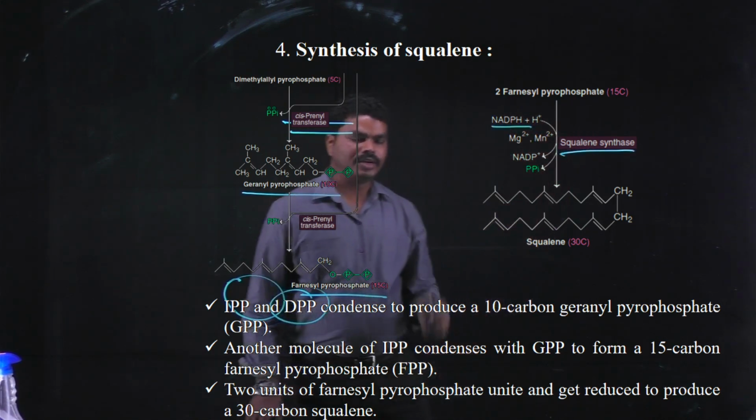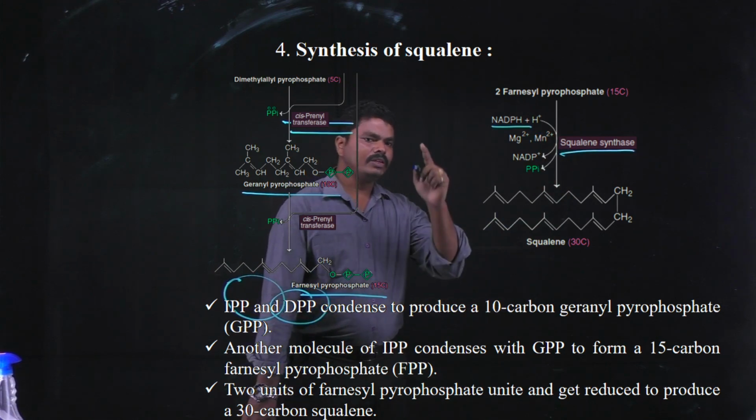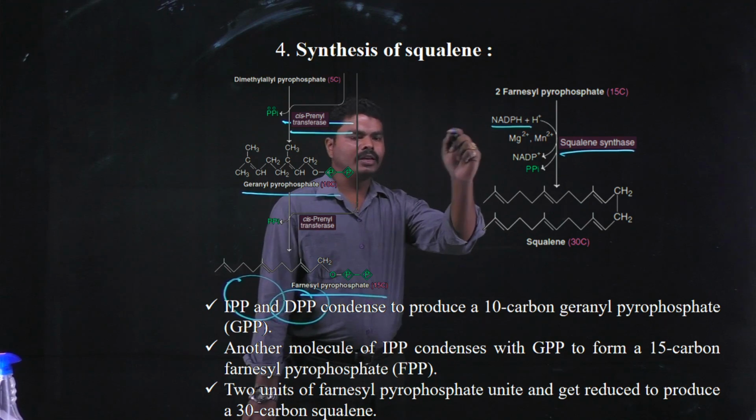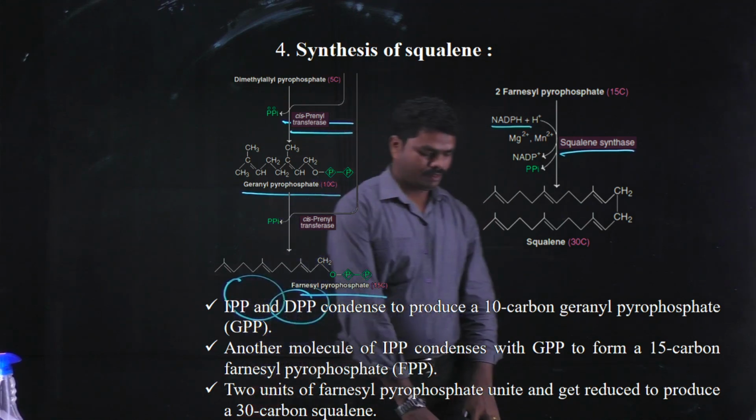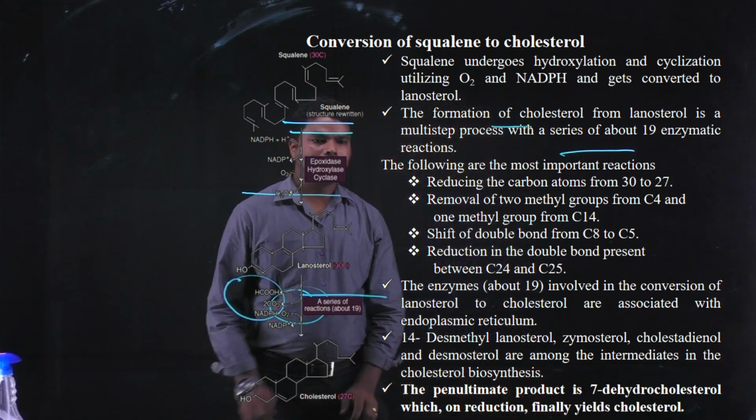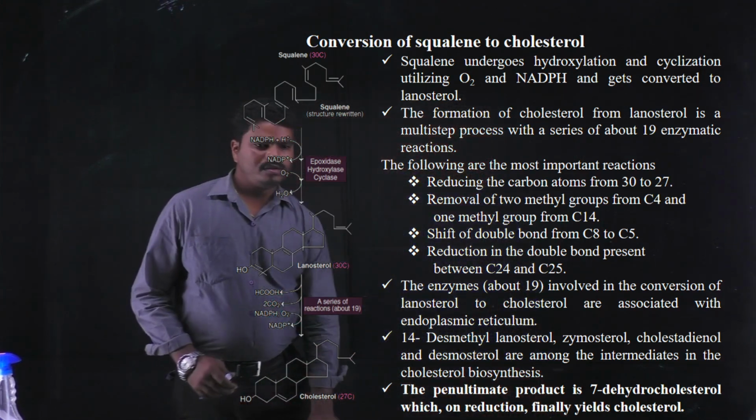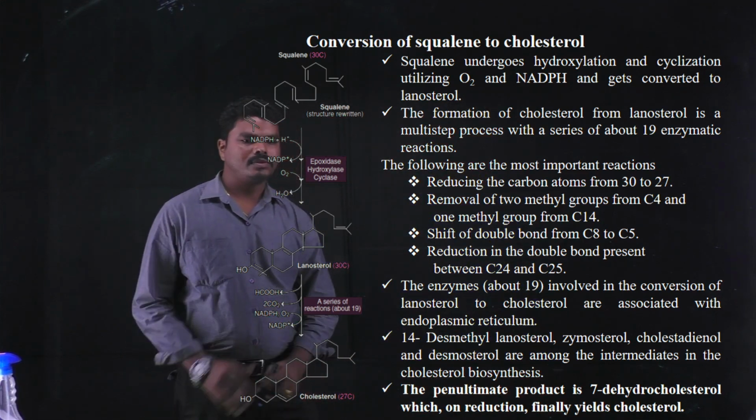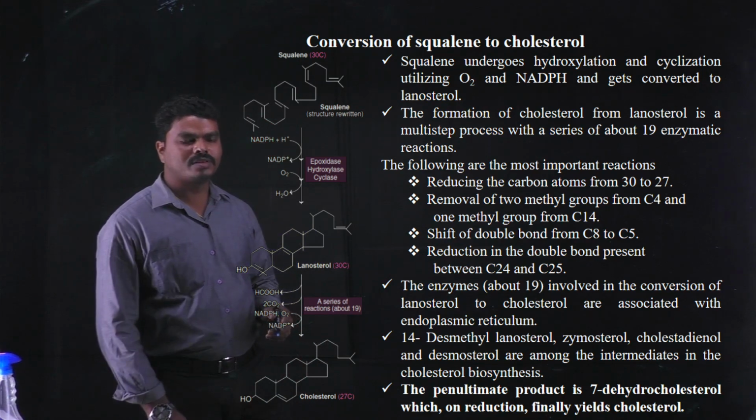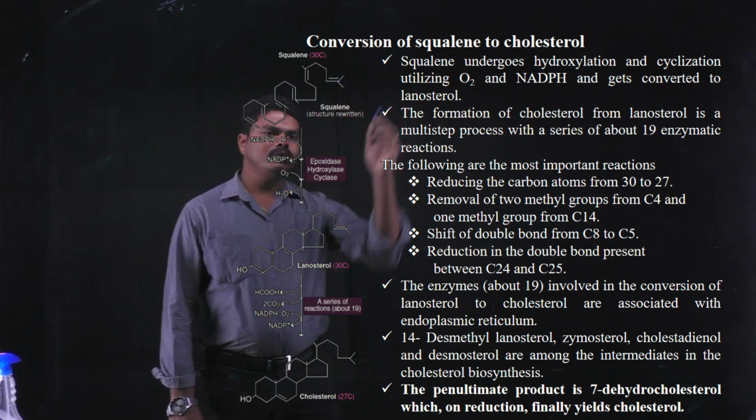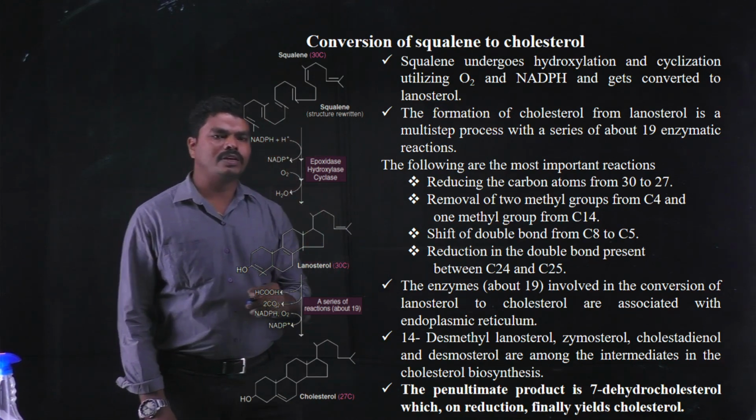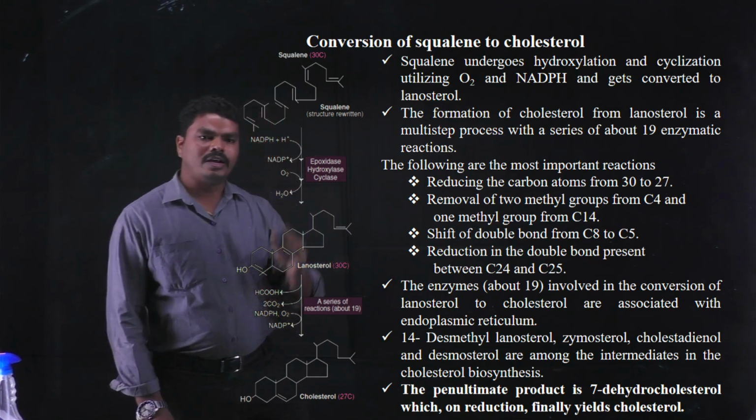So the reduction equivalents are produced from the NADPH. Wherever the reduction takes place, there the NADPH is utilized. And coming to the fifth step, the last step of cholesterol biosynthesis, which is nothing but the conversion of squalene to cholesterol. In the fourth step, we saw the production of squalene from the isoprenoid units.